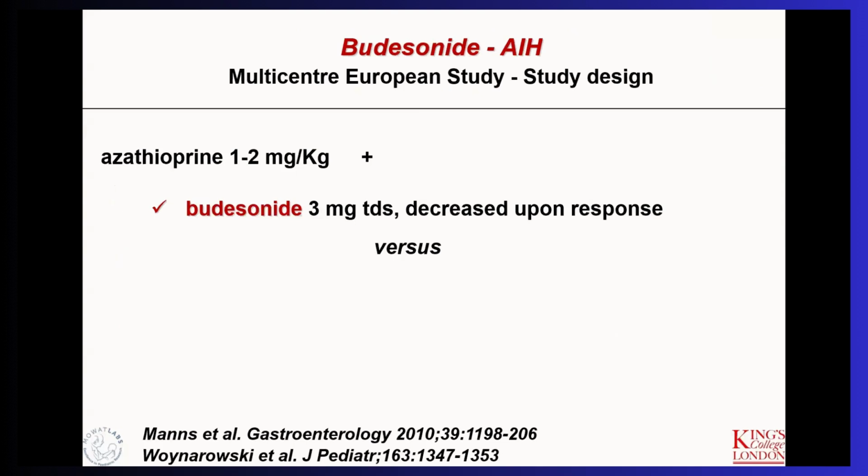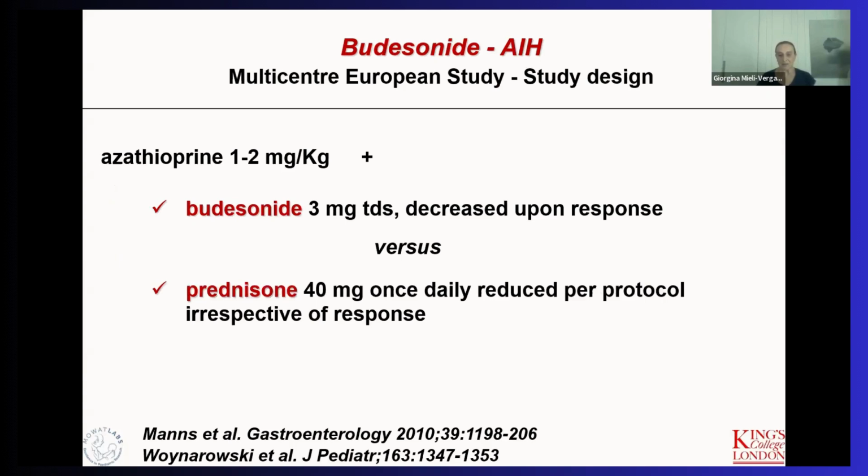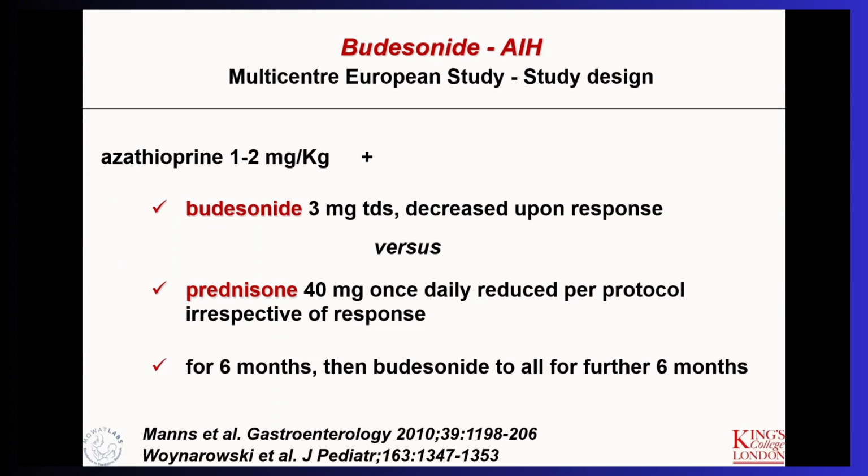In this multi-center study, azathioprine was given 1 to 2 milligrams per kilogram plus budesonide 3 milligrams 3 times a day, which was decreased upon response. And the control group was given prednisone 40 milligrams once daily, which, surprisingly, was reduced per protocol, irrespective of response. Then after this was happening for 6 months, budesonide was given to all patients for a further 6 months.